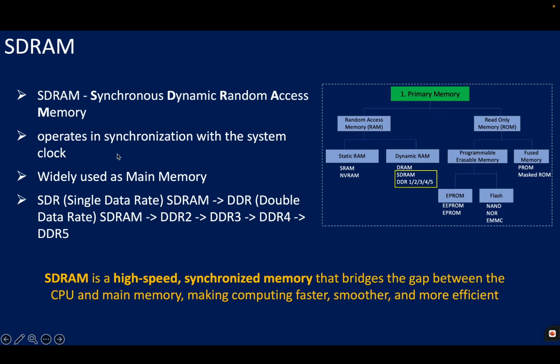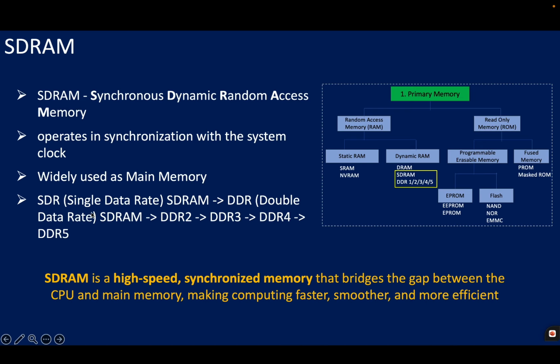In older asynchronous DRAM, the memory was not synchronized with the CPU clock, which often caused delays. The CPU had to wait for the memory to respond. But in SDRAM, everything happens in coordination with the clock cycle. This synchronization allows faster and more efficient data transfer, improves overall system performance. It is widely used in main memory.